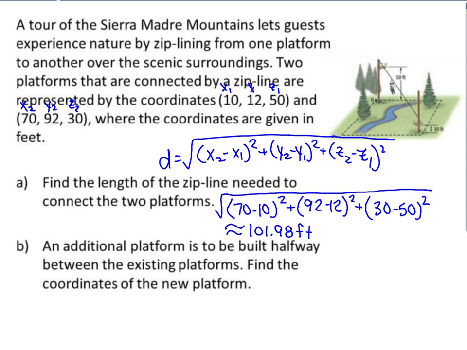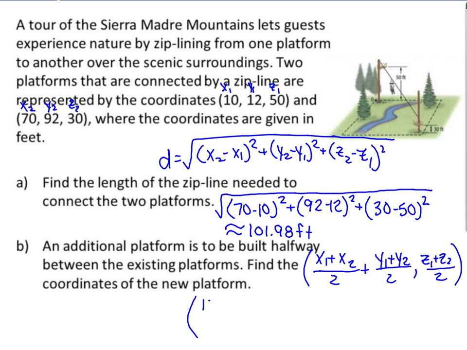An additional platform is to be built halfway between the existing platforms. Find the coordinates of the new platform. Now remember, when you're finding midpoint, we use x1 plus x2 divided by 2, y1 plus y2 divided by 2, and z1 plus z2 divided by 2. So this is going to give us 10 plus 70 divided by 2, 12 plus 92 divided by 2, and 50 plus 30 divided by 2.